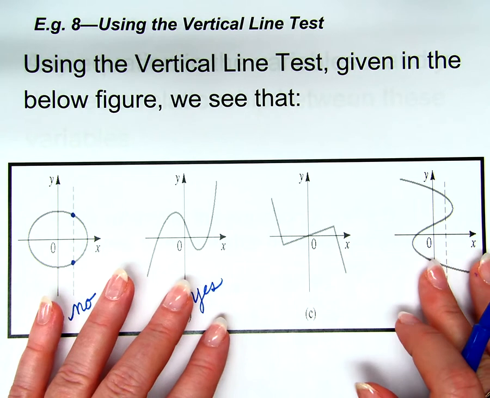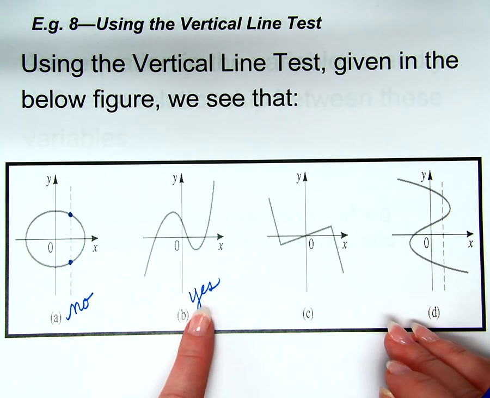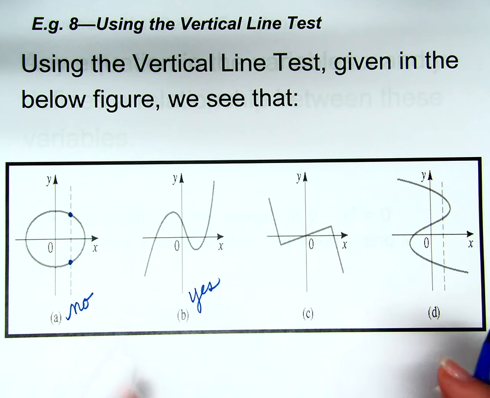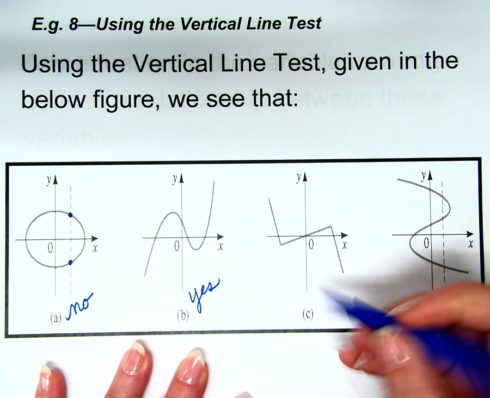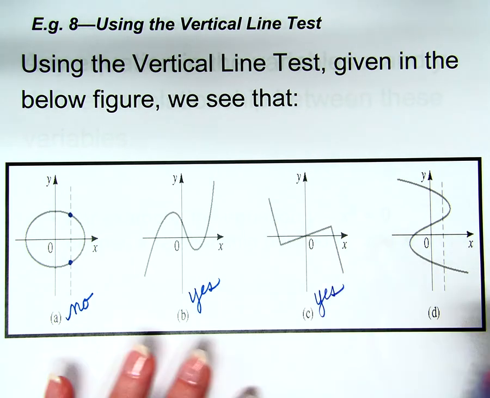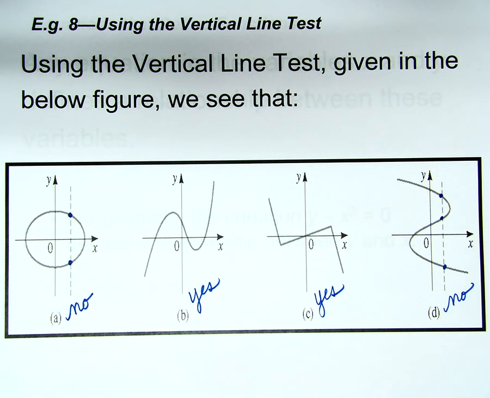Right now, all I know about these is they are relations, but I can define it as a function or not. Yes, a function, no, not, based on if it passes the vertical line test. Okay, so yes, and well, right here, it's actually touching in 3 different places. That's definitely not a function. Okay?